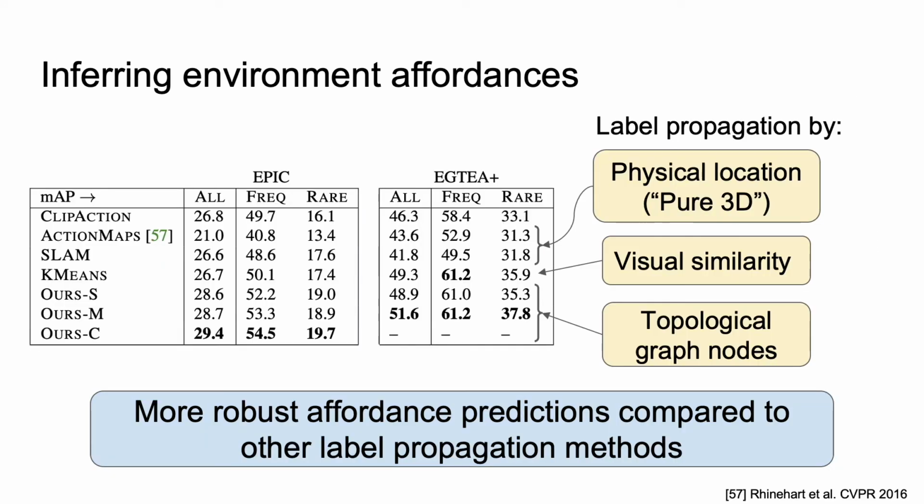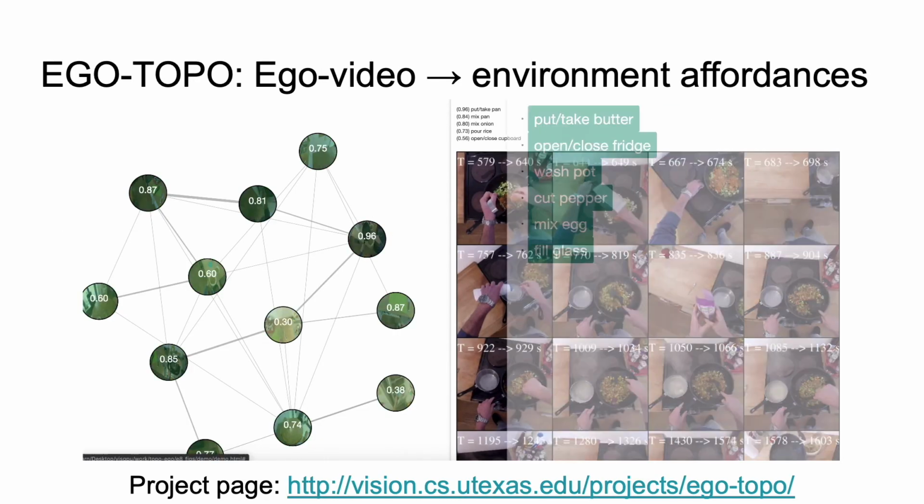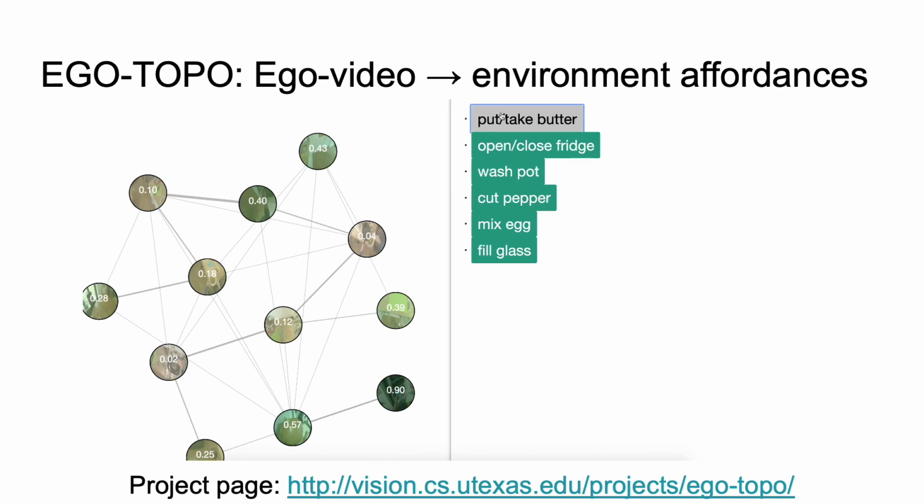Using our topological graph and cross-environment linking offers large improvements over methods that consider label propagation via physical proximity like SLAM or visual similarity in a k-means clustering of frames. Here we show a graph for an egocentric video, and results of our affordance model applied to each node in the graph.